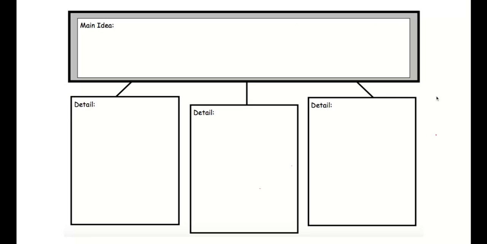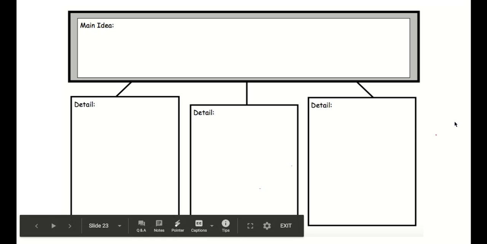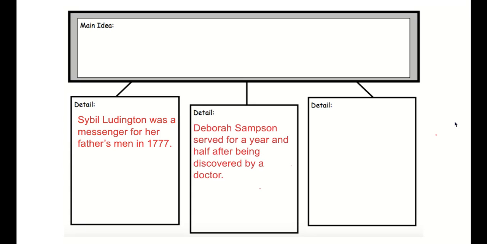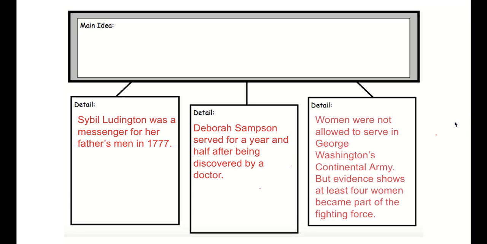All right, this organizer is also a great tool to help us identify the main idea of the text. Remember, main idea is what the text is mostly about, and we get that from key details. So let's identify some details from the text that are important to help us figure out what it is mostly about. So again, I found that Sybil was a messenger for her father's men in 1777. I also learned that Deborah Sampson again served for a year and a half in the war after she was discovered by a doctor. And then I also saw that women were not allowed to serve in George Washington's Continental Army, but evidence shows that at least four women became part of the fighting force. And this is a direct quote from the text in that first paragraph that we digested.